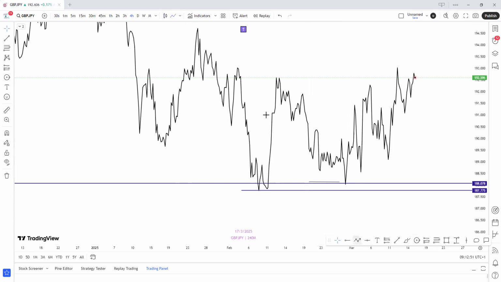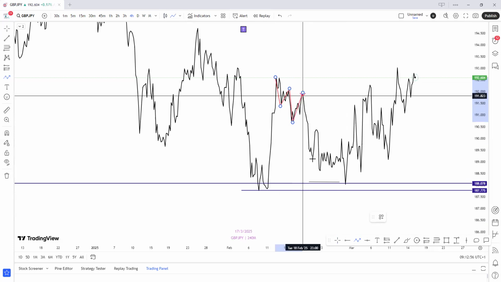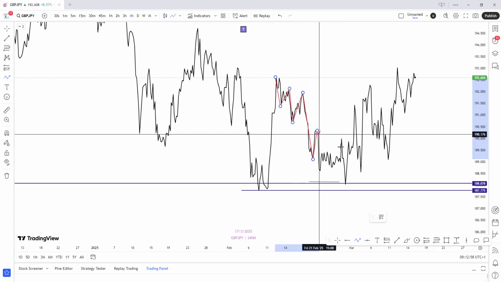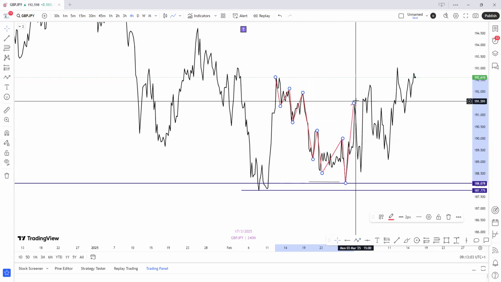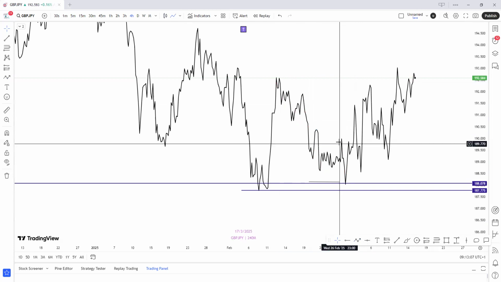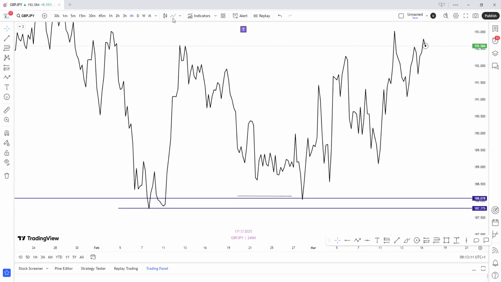Now on this line chart, what can you see? I can basically see the market making lower lows, lower highs, lower lows, lower highs, lower lows, lower highs, lower lows, and then a higher high right here. So this confirms that my buy bias is in play. All I need now is the presence of liquidity.